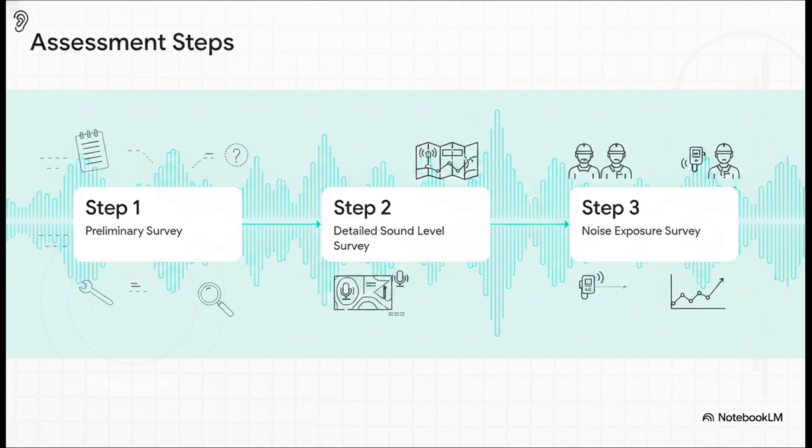A professional noise investigation isn't just wandering around with a microphone. It follows a very strict three-step progression. We always start broad with a basic preliminary survey, just to see if a problem even exists. If it does, we move to Step 2, a detailed sound level survey to map out the environment. And finally, Step 3 is a specific noise exposure survey using dosimetry to measure exactly what individual workers are experiencing. Let's see how these actually work in practice.